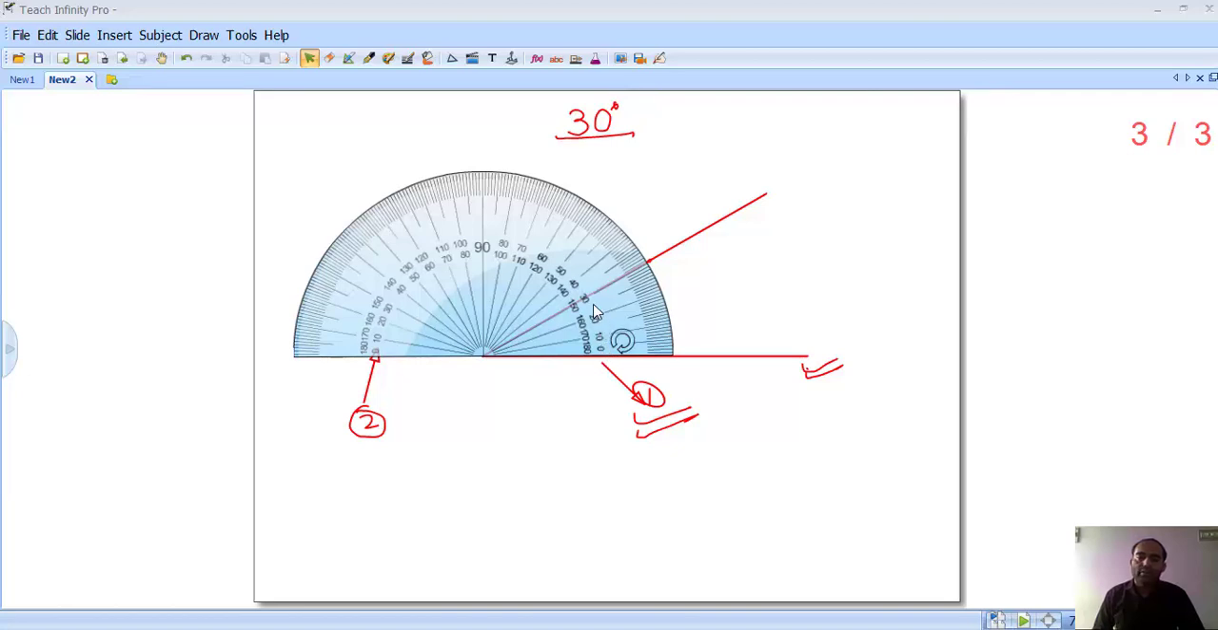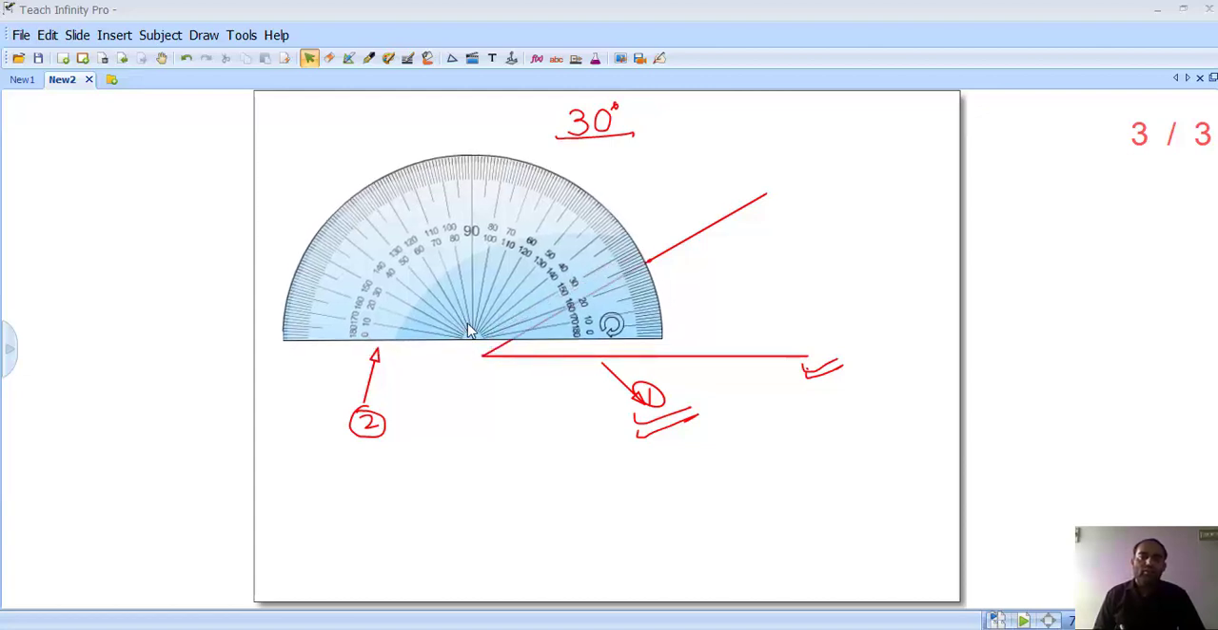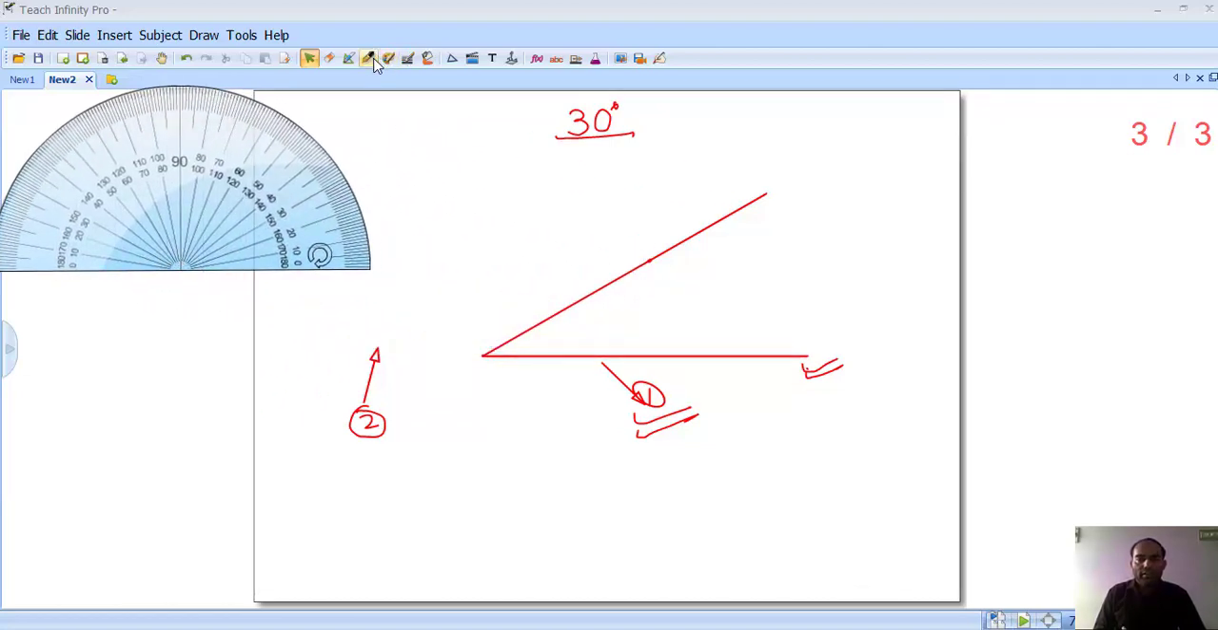Now measure: 0, 10, 20, 30. This angle is 30 degree and we want to draw an angle of 30 degree. That means this angle is correct. Now remove your protractor, give it a name: point A, point O, point B.